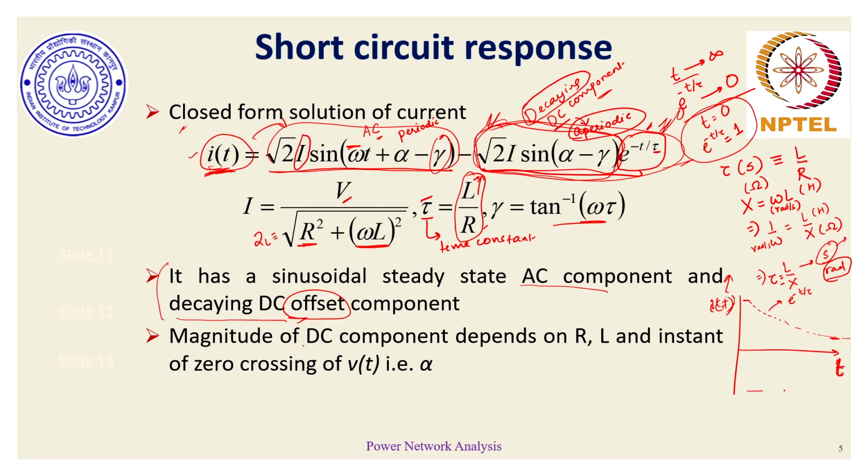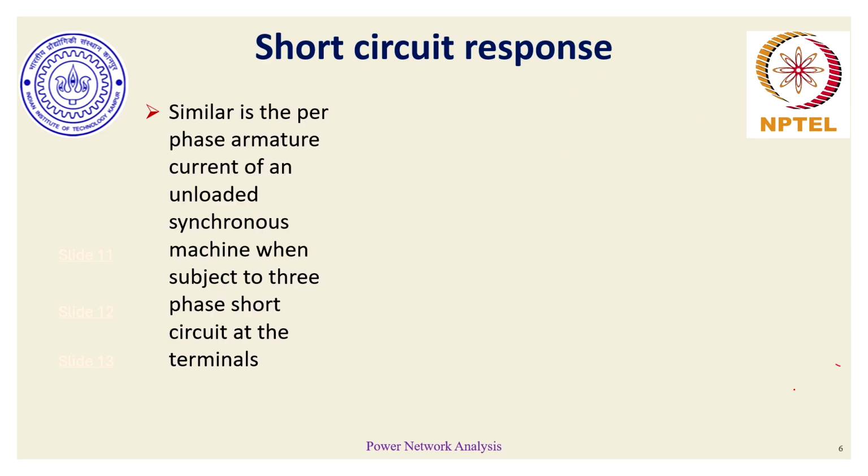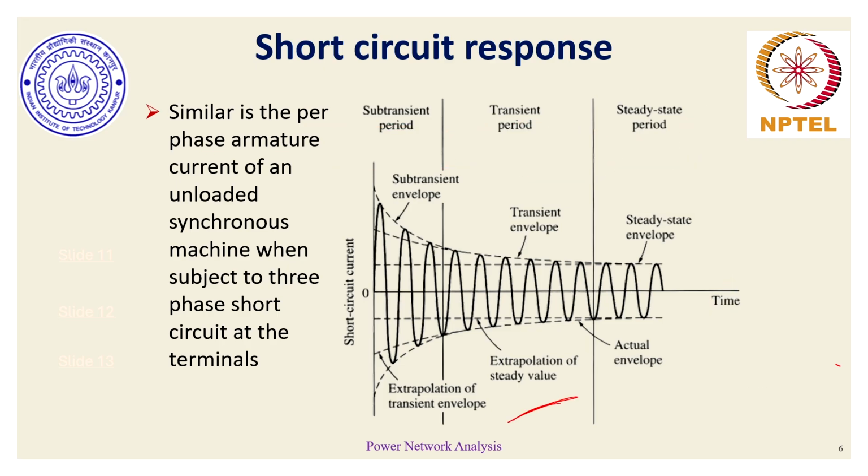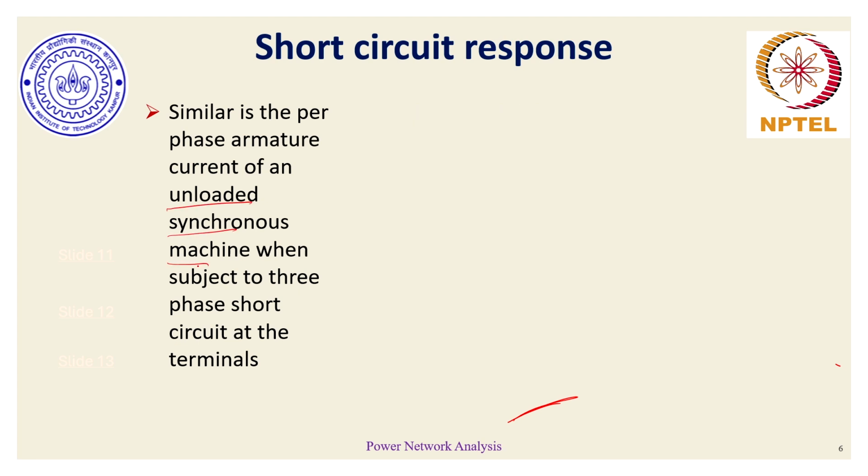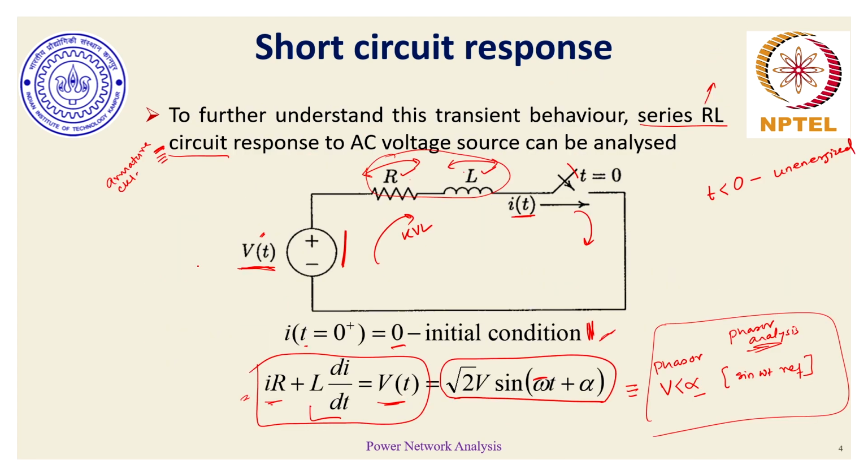This particular current signature is exactly the same signature which was discussed in the previous lecture as well as in the current slide. The same armature current behavior is also observed in an unloaded synchronous machine. The term unloaded here is important because the RL circuit that we analyzed was an unloaded circuit. At t less than 0, it was unenergized, so the synchronous machine was not carrying any current at all. The RL circuit was also not carrying any current in the initial condition.